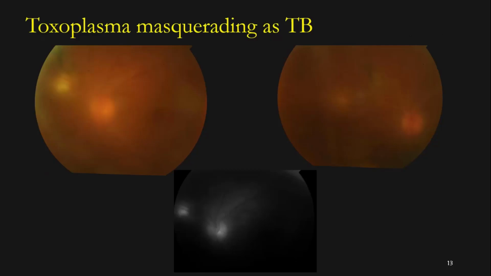The pattern of the scar is a little different. If it is tuberculous, you know that it will be paravascular, close to the vessels, which our colleagues at other centers will agree. And we started the anti-toxo treatment. You can see the change in the treatment response.